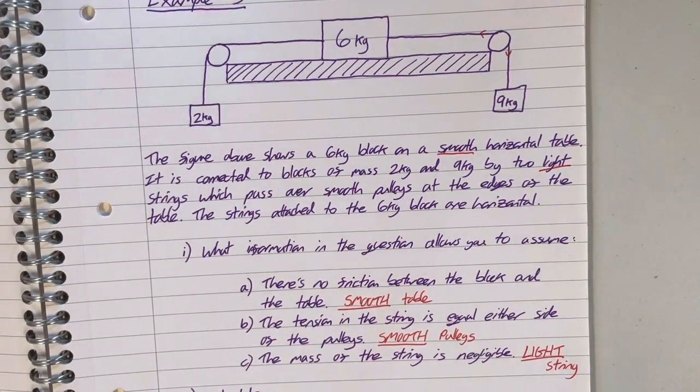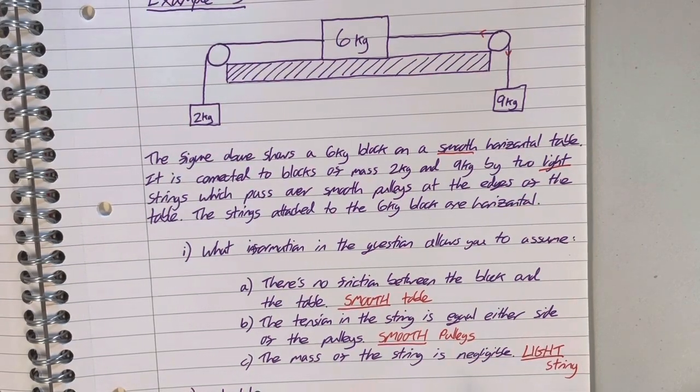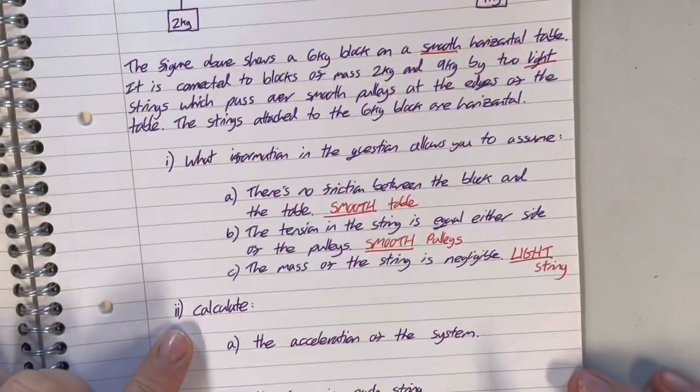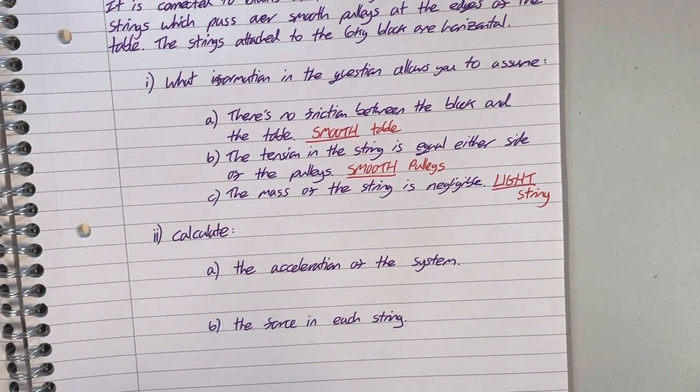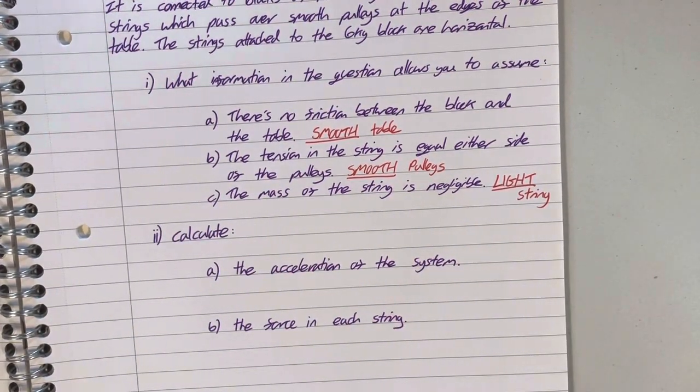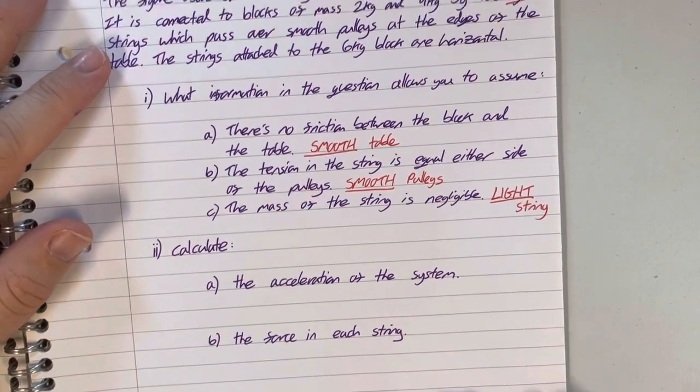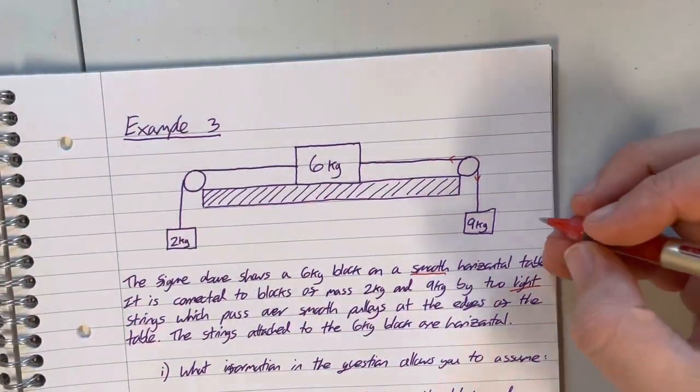So for little 1 markers, you might get asked about modelling assumptions. Now onto the bulk of the question. Calculate the acceleration of the system and the force in each string. We've got 3 unknowns, so we need to get 3 equations out of this system.